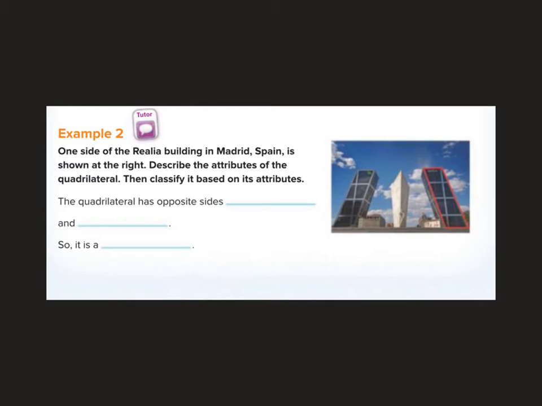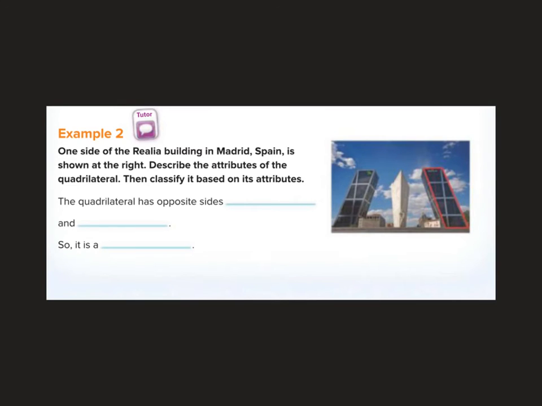Okay, please keep referring back to that last page as we're doing these. So one side of the Realia building in Madrid, Spain is shown at the right. Describe the attributes of the quadrilateral, then classify it based on its attributes. Attributes are just characteristics, right? So an attribute of mine would be blue eyes, curly hair. Those are kind of my characteristics.